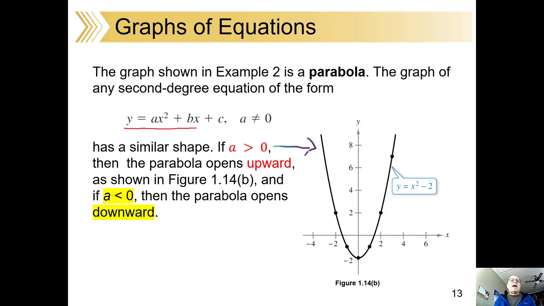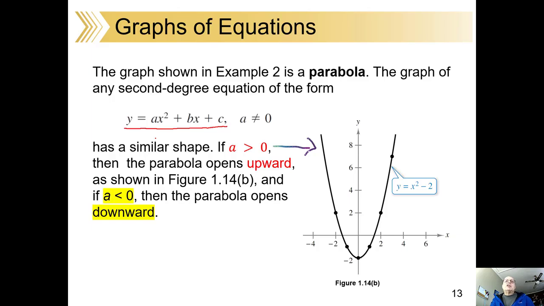y equals ax squared plus bx plus c. The only reason it says a is not equal to 0 is because if a is 0, then you don't have a parabola, period. You just have a straight line. So that's not a big deal. A, b, and c just represent real numbers.